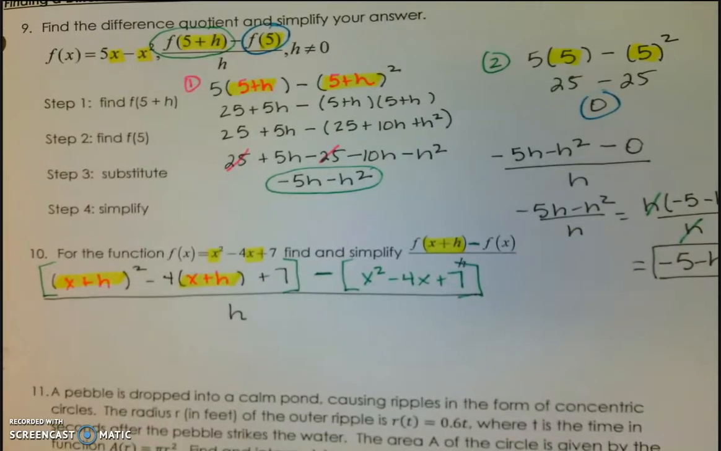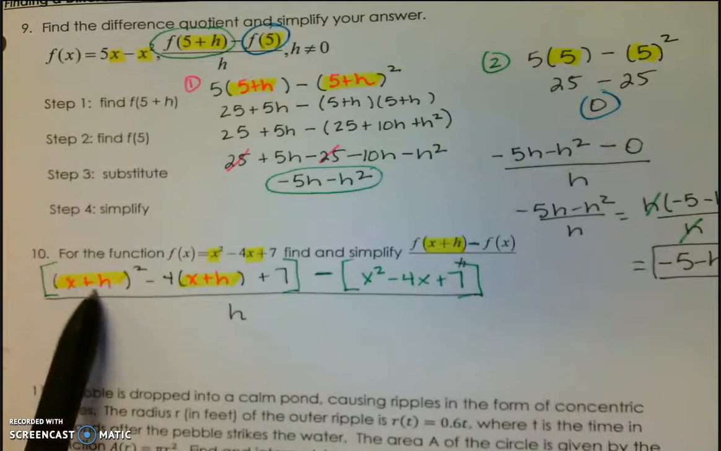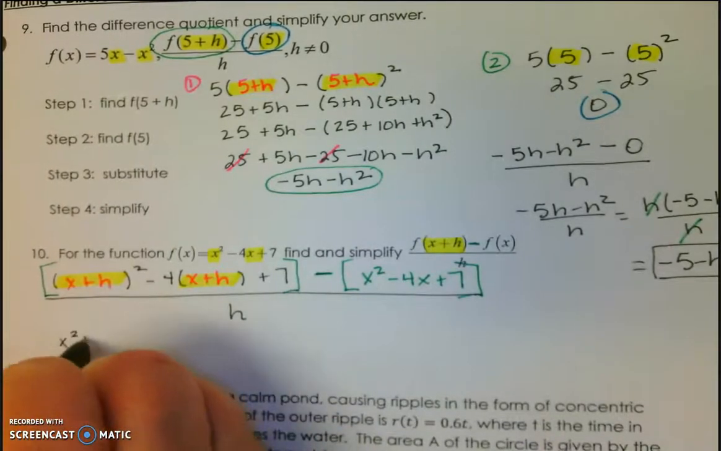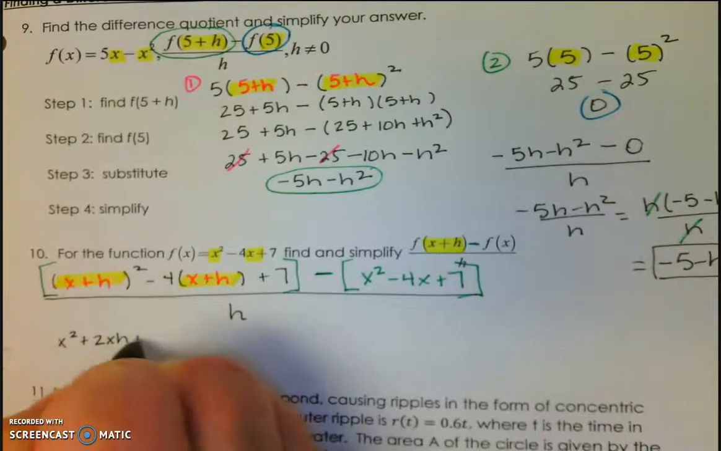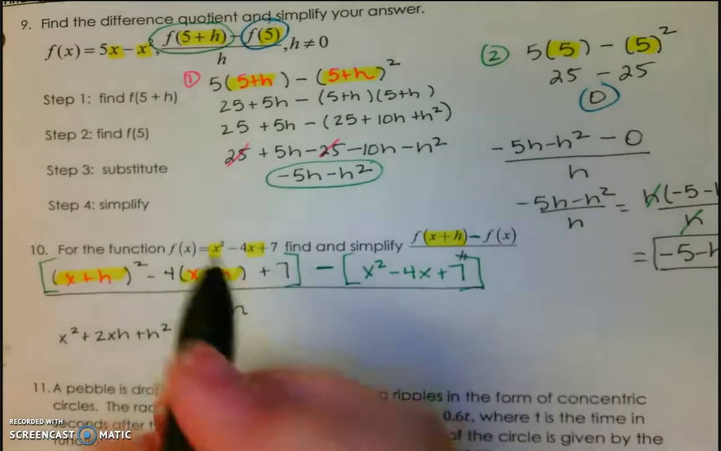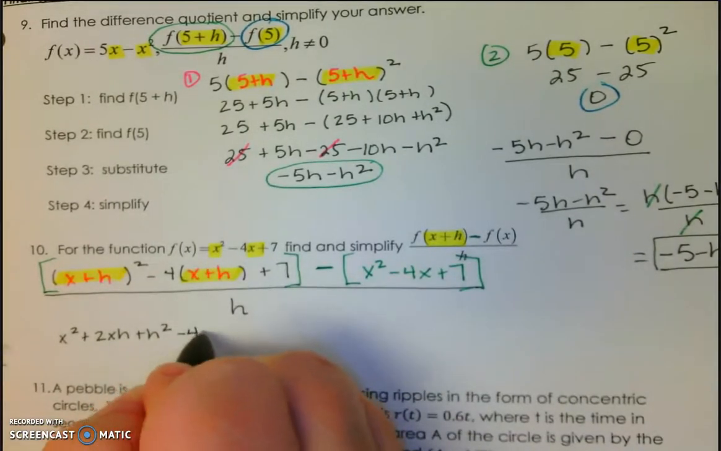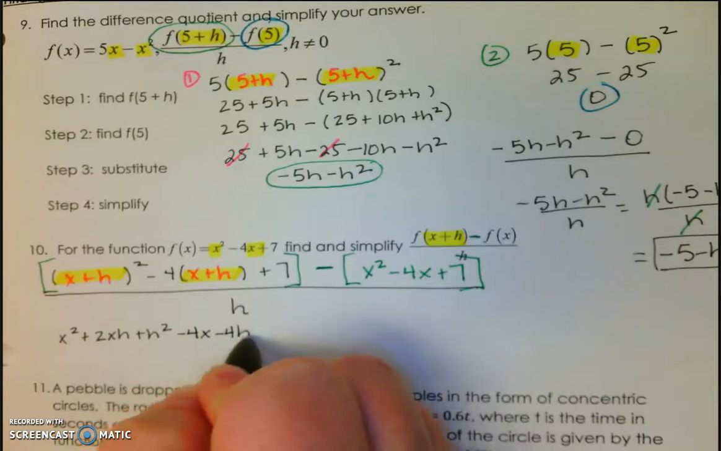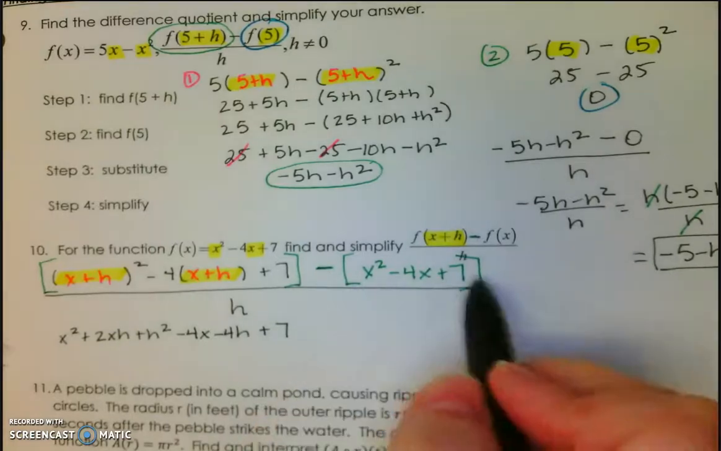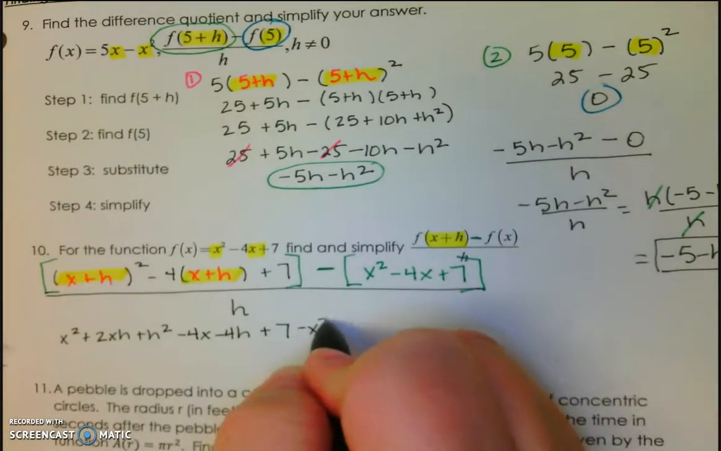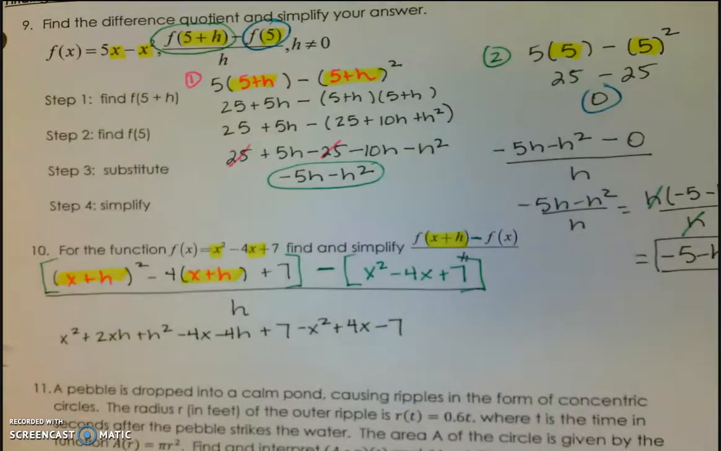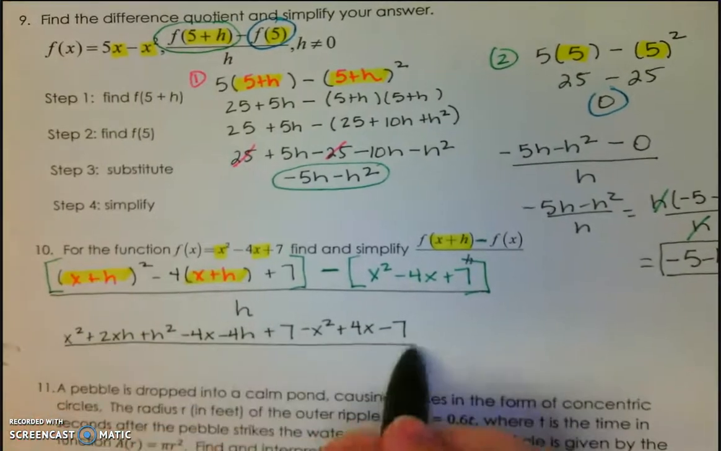Now we have to clean it all up. So x plus h squared, I'm going to use the pattern there. It's x squared plus 2xh plus h squared. Distribute the negative 4, minus 4x minus 4h plus 7. Distribute the negative, minus x squared plus 4x minus 7, whole thing over h.